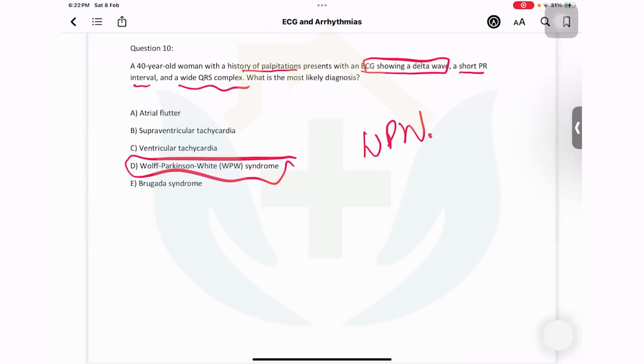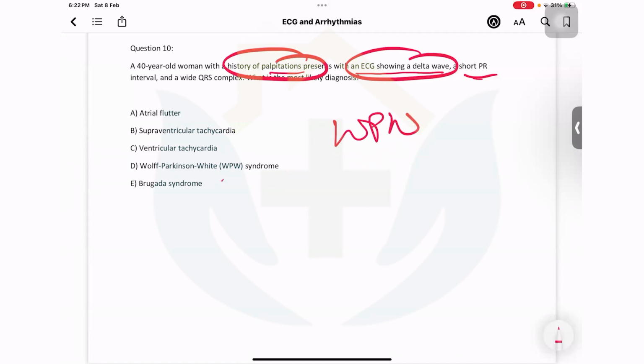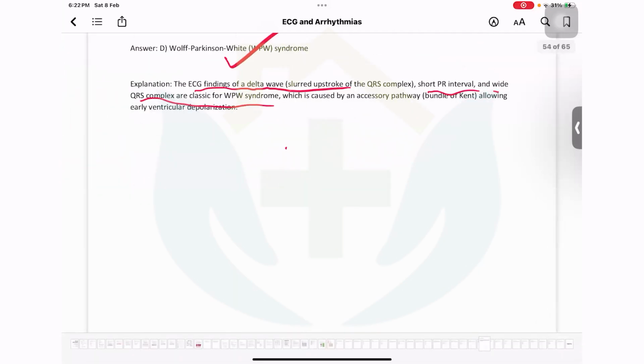Okay. Now we have a patient who is a 40-year-old woman with history of palpitations with ECG showing delta wave, a short PR interval and a wide QRS complex. Palpitations, ECG, delta wave, short PR. WPW. So this is WPW, sir. Very easy. WPW syndrome. Okay.